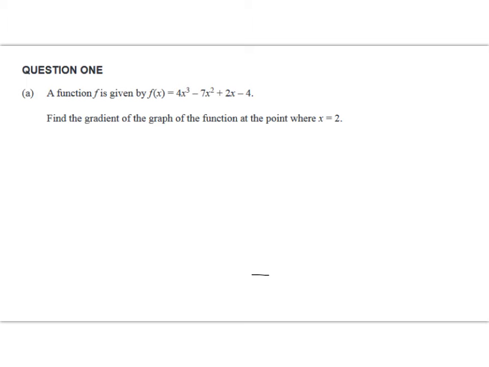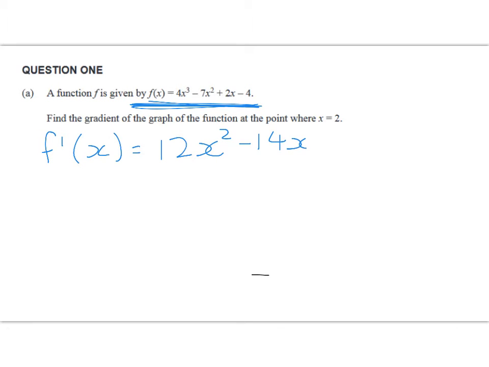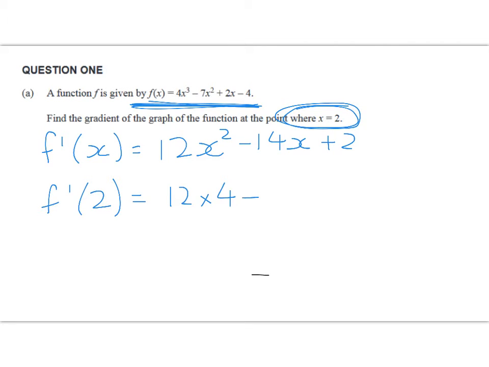Okay, so question 1, we've got a function given by this thing here, and we've got to find the gradient of the graph of the function when x equals 2. So a nice easy warm-up question. We're going to differentiate and we get 12x squared minus 14x plus 2. We're looking for that gradient where x equals 2, so we substitute in 2 for x and we get 12 times 4 minus 28 plus 2, and that equals 22. So that's a little achieved code. Right, on to the next one.